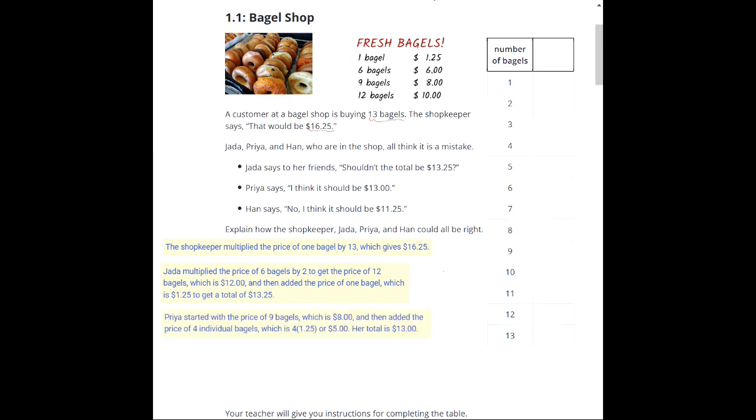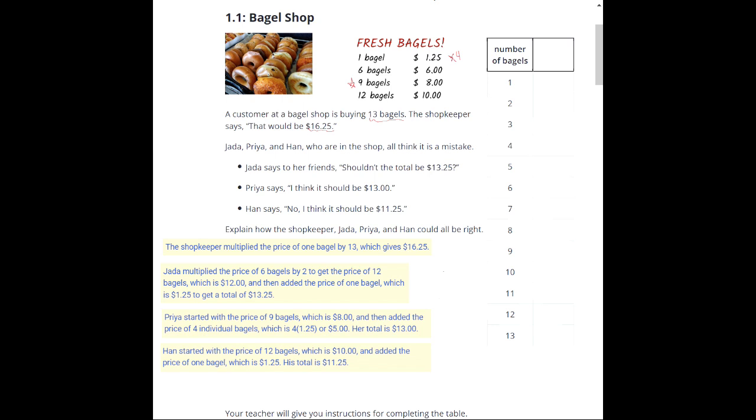So Priya started with the price of 9 bagels. Okay, so the price of 9 bagels is right here, which is $8. And then added the price of 4 individual bagels, which is 4 times 1.25. So she took this times 4 and then added them together. So the total would be $13.